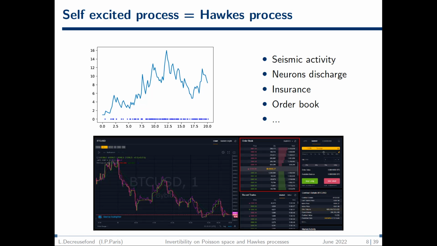What has been observed is that usually, when a buy order is placed, the next order is usually a sell order. So this can be modeled by the difference of two Hawkes processes, which are mutually exciting. And you have many, many other situations where you can consider Hawkes processes. Okay.